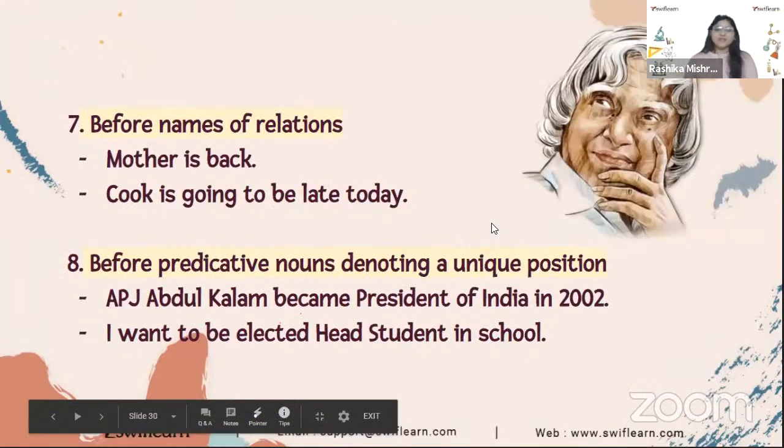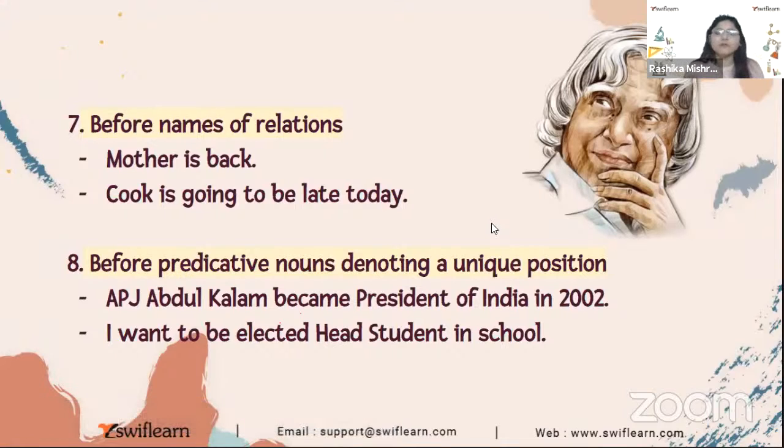So, seventh case: before names of relation. If in any sentence there is the name of any relation, we will not use any article here. For example, mother is back. So mother is a relation, so we cannot use any article here. Cook is going to be late today. So cook is also a relation, so we will not use any article here.